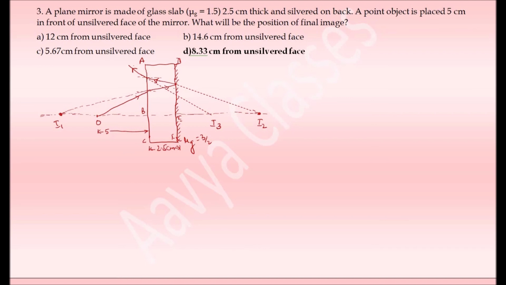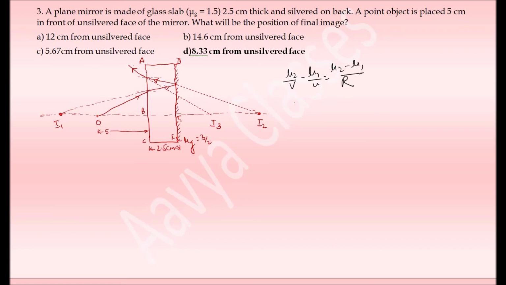So we will first calculate this location of image I1, and for this we just apply the formula mu2 by V minus mu1 by U is equal to mu2 minus mu1 by R, where mu2 is the medium in which light ray is going, and mu1 is the medium from which light ray is going. U is the object distance, V is the image distance, and R is the radius of curvature of the surface.